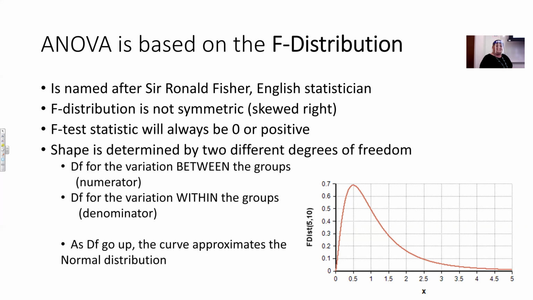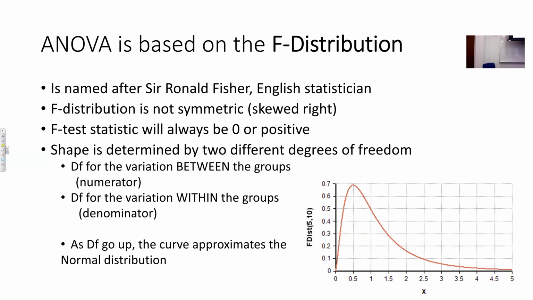The F distribution, its shape is actually determined by 2 different degrees of freedom. We're going to see in a minute that the F test statistic is a ratio or a fraction. And so it's looking at 2 different things. It looks at how different the values are from group to group, so between the groups, that gives us the degrees of freedom for the numerator of the fraction, and it's between the groups.